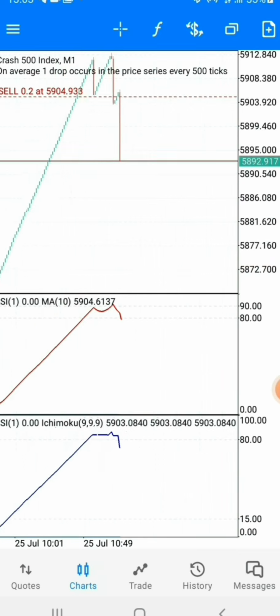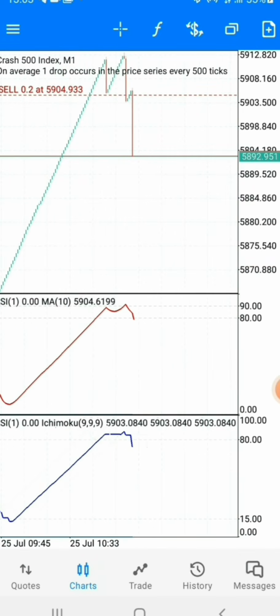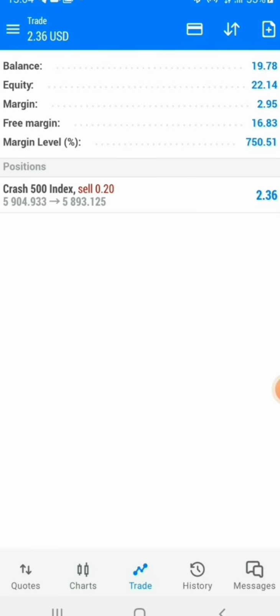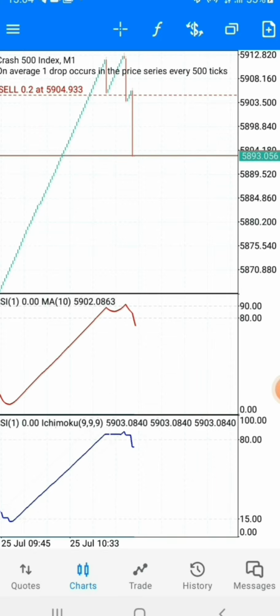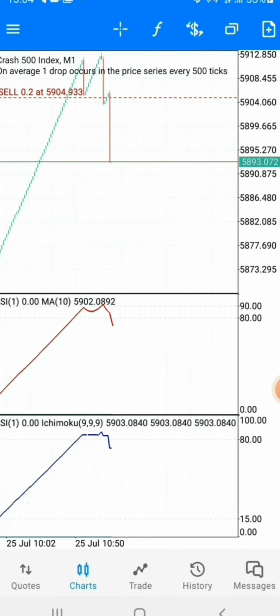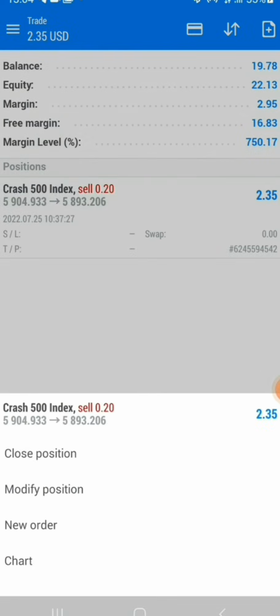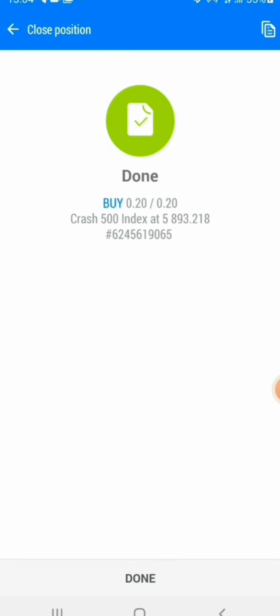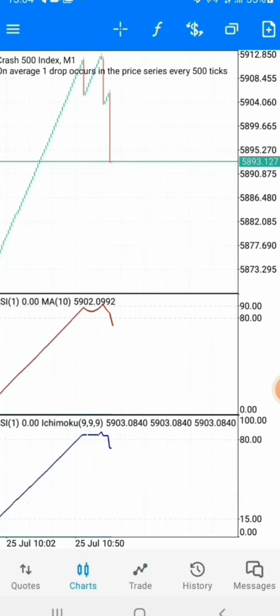Oh, amazing. Even before I could finish talking, another spike came through. With that being said, we go back and take our profits. So as you can see, when we started, it was only $12, but now it's $22. $22. Easy money. This is how we trade Forex.